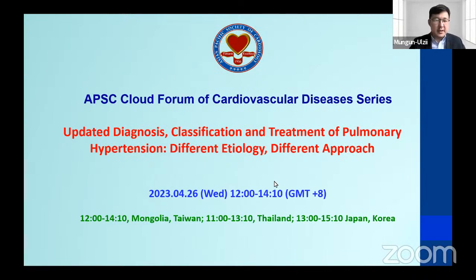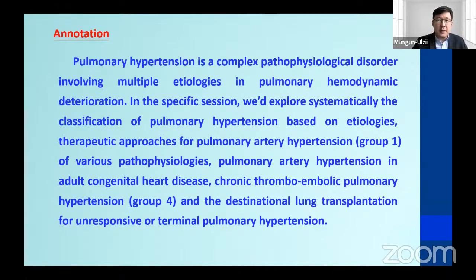Good afternoon, and welcome to the APSC Cloud Forum of Cardiovascular Disease series. Today's subject is updated diagnosis, classification, and treatment of pulmonary hypertension. Different etiology, different approach. Pulmonary hypertension is a complex pathophysiologic disorder involving multiple etiologies in pulmonary hemodynamic deterioration. In this session, we will explore systematically the classification of pulmonary hypertension based on etiologies, therapeutic approaches for pulmonary hypertension of various pathophysiologies, pulmonary artery hypertension in adult congenital heart disease, chronic thrombo-embolic pulmonary hypertension, and the destination lung transplantation for unresponsive or terminal pulmonary hypertension.